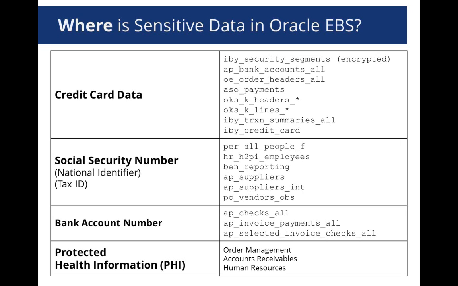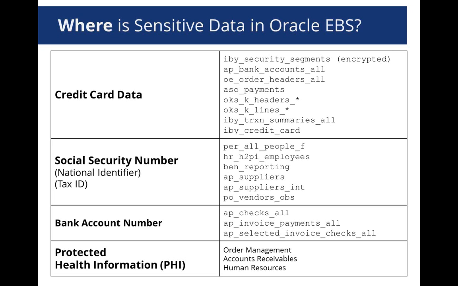Bank account numbers are also throughout the system because you may be paying employees, you may be doing it as part of AP, you may have it as your enterprise bank account numbers. Then you might also have some protected health information. That might be in HR. If you're dealing with any kind of medical equipment, you may have it in your accounts receivable system and order management. So the key is even in the standard tables, it's scattered to the wind.